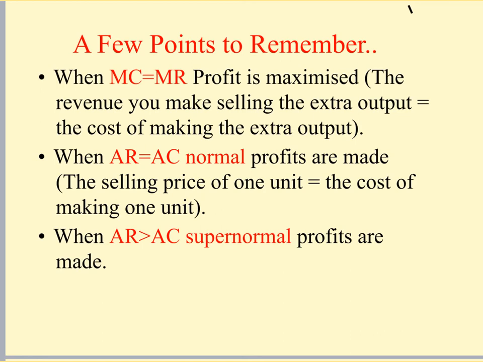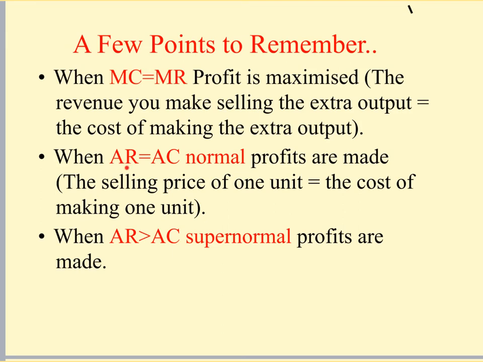So just a couple of points to remember, and this is the last slide that we're going to talk about in part 1. MC is equal to MR when profit is maximised. The revenue you make selling the extra output is equal to the cost of making the extra output. So you're not going to want to produce any more, because if you produce more, your marginal costs will be higher than your marginal revenue. If you produce less, your marginal revenue is higher than your marginal costs and you're not being efficient. Okay, so the point where MC is equal to MR is where you're going to maximise the amount of profit you can make.